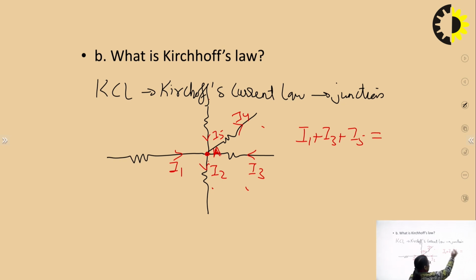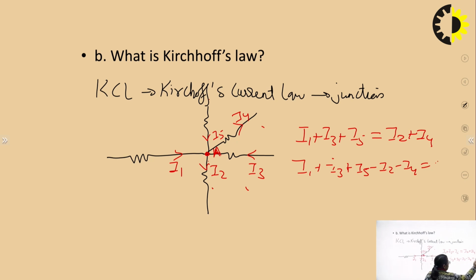The sum of all incoming currents must be equal to the sum of all outgoing currents, and the outgoing currents are I2 and I4. Or I may say at a particular junction in an electrical network, the algebraic sum of all the currents must be equal to 0. The same equation I may write as I1 plus I3 plus I5 minus I2 minus I4 is equal to 0. So the algebraic sum of all the currents must be equal to 0. So this is Kirchhoff's current law.